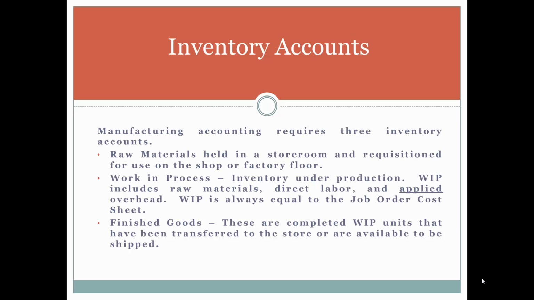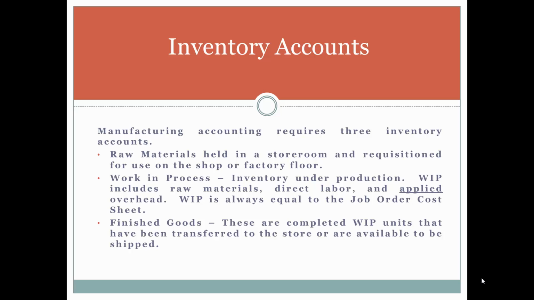Inventory accounts. Manufacturing accounting requires 3 inventory accounts, so you don't have just one inventory account like you do when you have a merchandising enterprise. Raw materials is the first inventory account. It's held in a storeroom and is requisitioned for use on the shop or factory floor. It is the inert direct materials. Those in turn are requisitioned and placed in work in process on the factory floor.